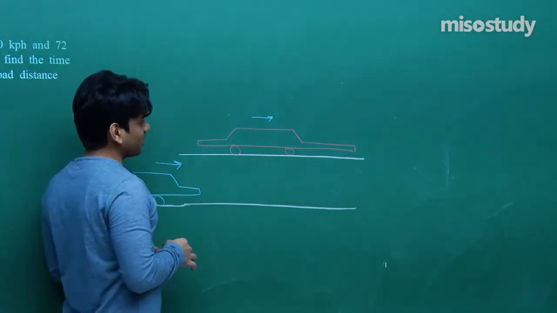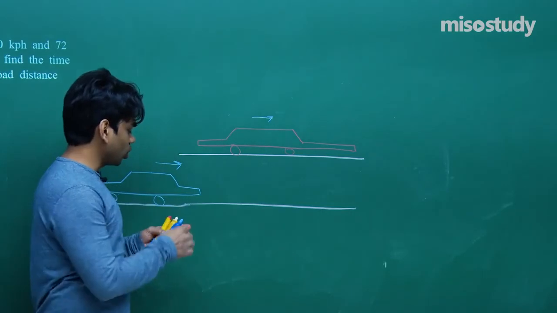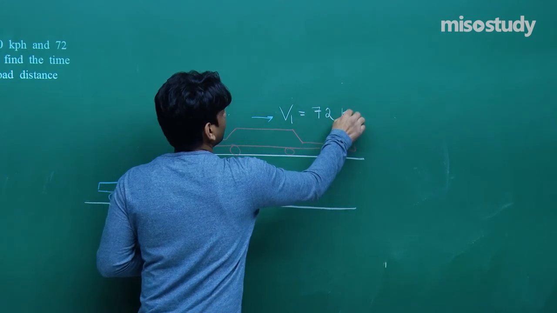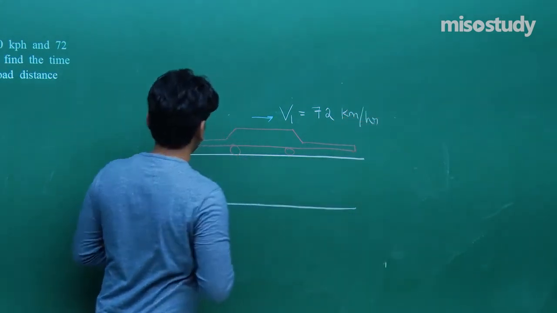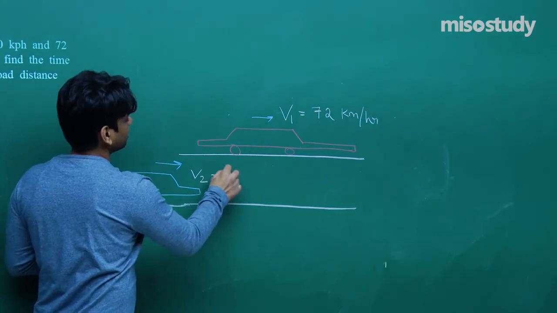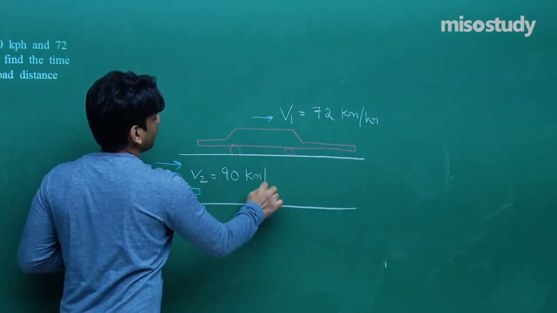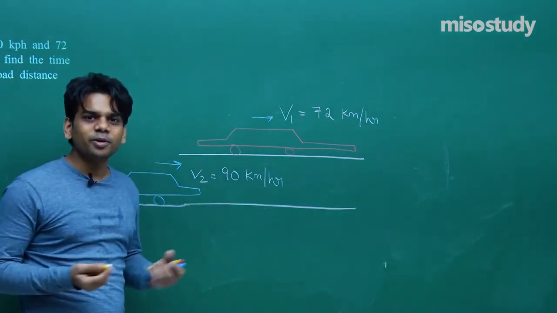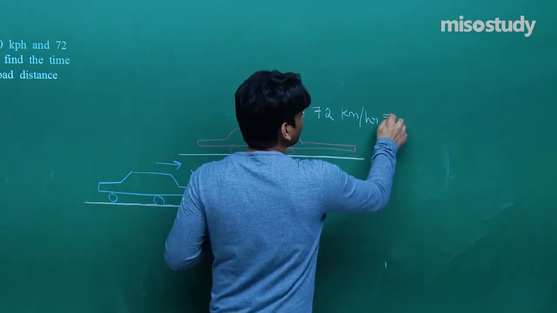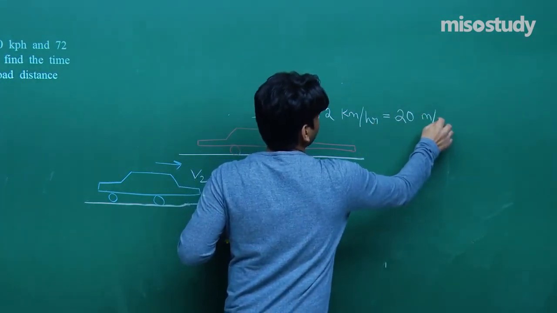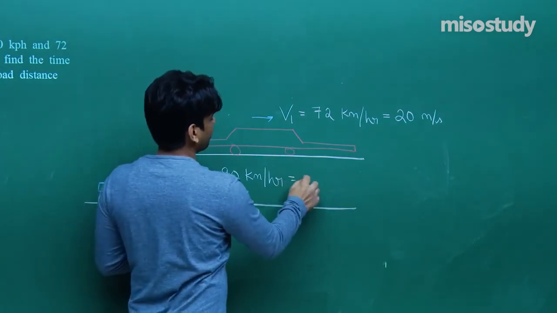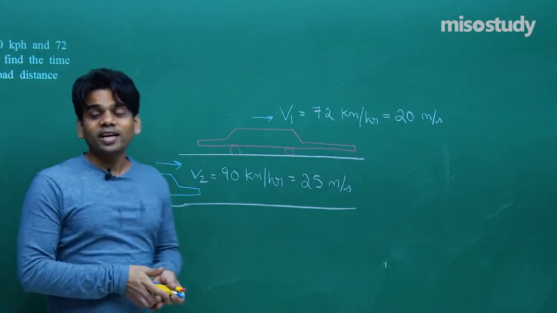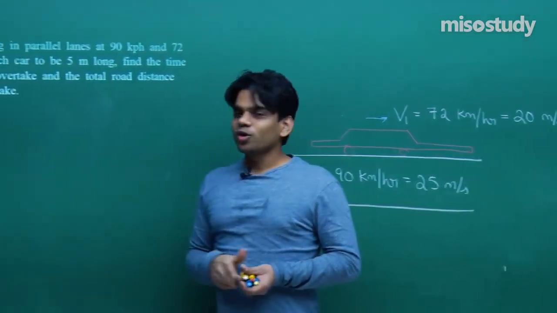So each speed is given. Its speed is 72 km per hour. It's 90 km per hour. So speed of first, that is 72 km per hour, and for the second one the speed is 90 km per hour. Now one thing, can we change the speed in meter per second? Just now we did that. 72 can be written as 20 meter per second, and this 90 km per hour can be written as 25 meter per second. Now see here, we have to find the time taken during the overtake.